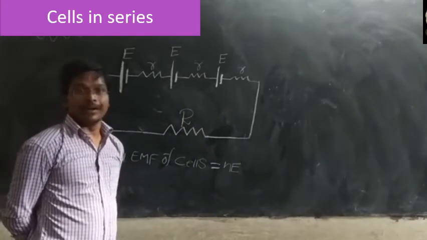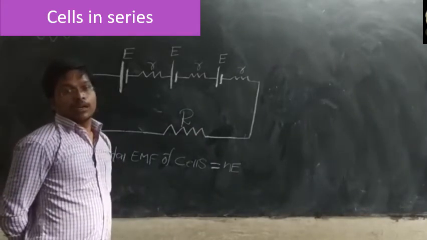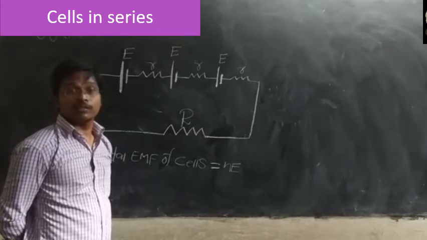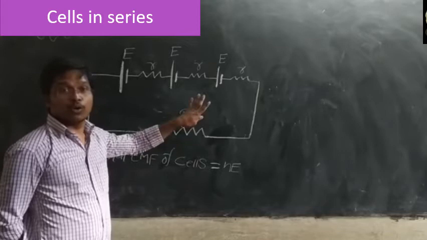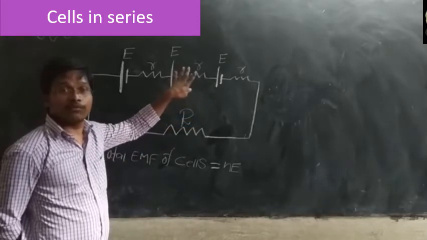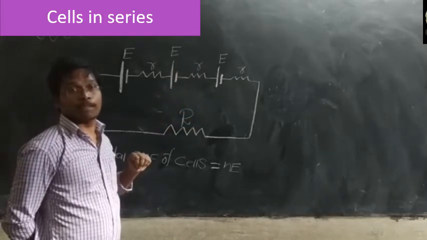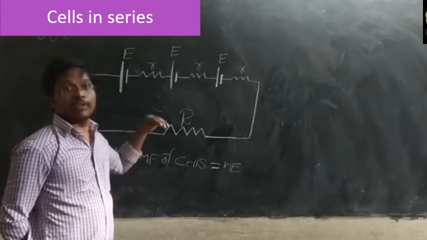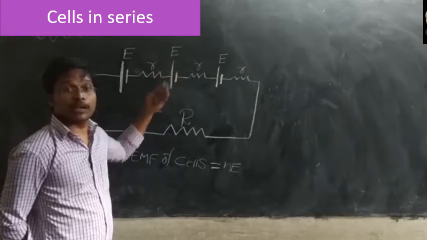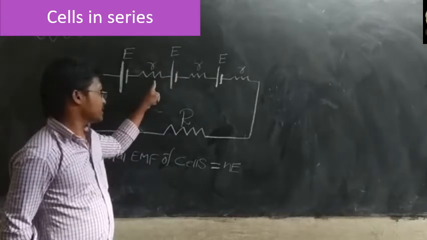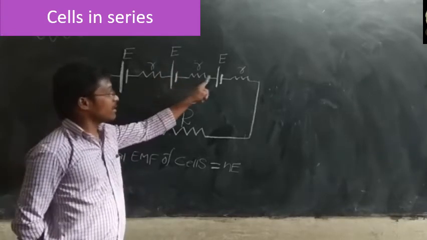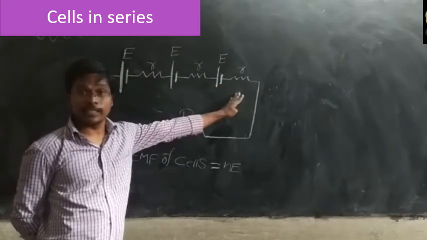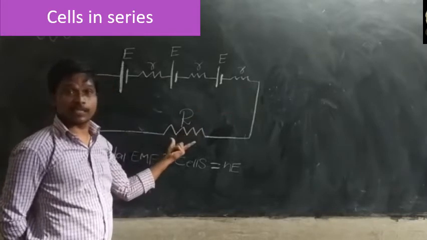Okay, and total resistance of the circuit. Total resistance of the circuit. First of all, how many circuits are there here? Internal resistance: this is the one, this is the one, and this is the one. These three are the internal resistors. This is the external resistor. Correct.